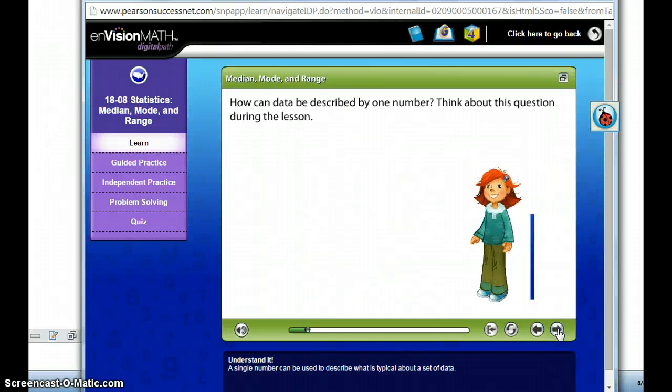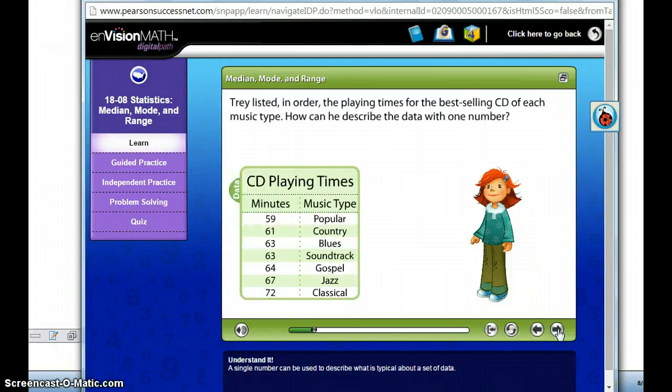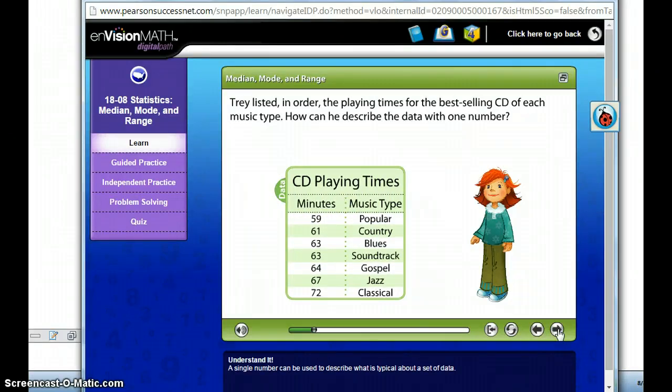How can data be described by one number? Think about this question during the lesson. Trey listed in order the playing times for the best-selling CD of each music type. How can he describe the data with one number?